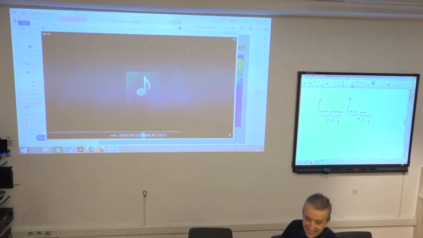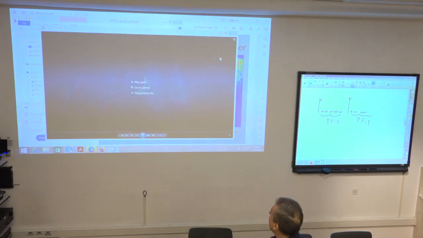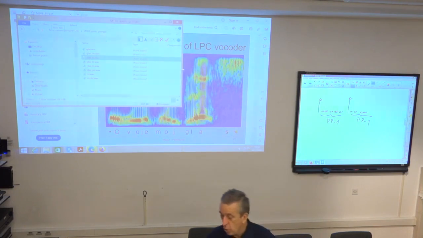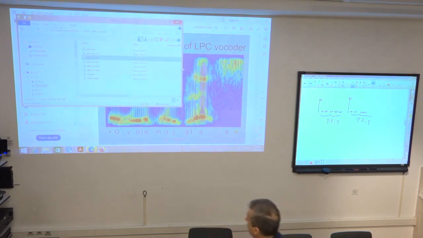Very unnaturally sounding speech. "Ovo je moj glas." As some, I don't know, sick person, whatever, has a problem with throat. "Ovo je moj glas." Okay. But also what you can do, you can shorten the sentence by a factor of 2 or lengthen it by a factor of 2 to have a longer pronunciation.